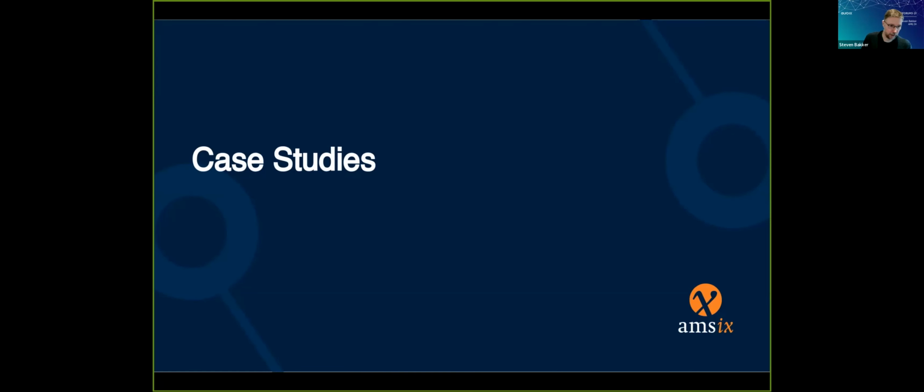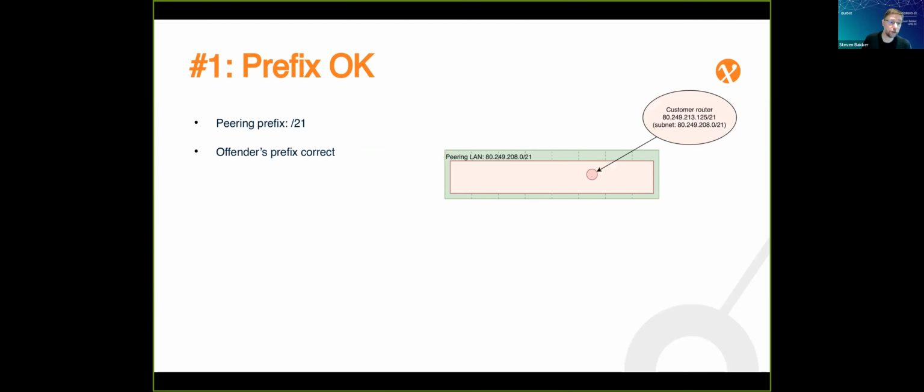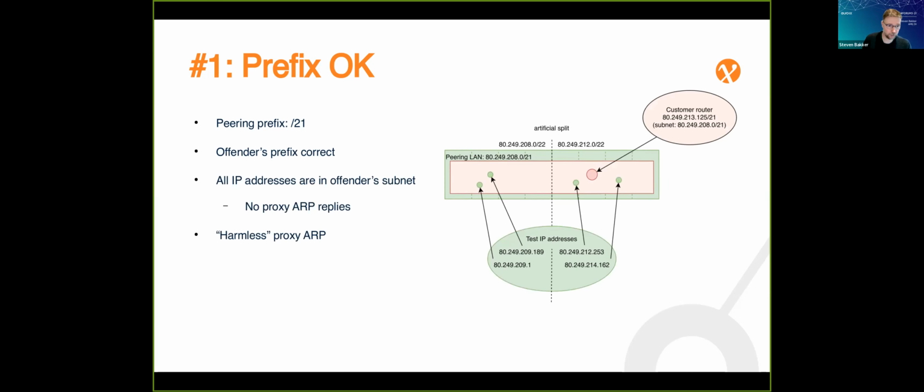So I included a few examples of how this would look. So in case 1, the customer has configured the correct prefix, /21 in our case, and has configured proxy ARP, but basically if we start testing, the 4 green dots that you see are the 4 randomly chosen test addresses. They all fall within the customer's peering prefix or configured prefix, and so he will not send any proxy ARP replies. So this is what we consider to be harmless proxy ARP.